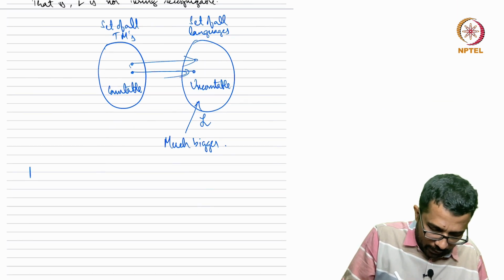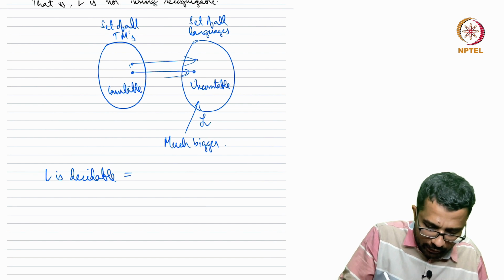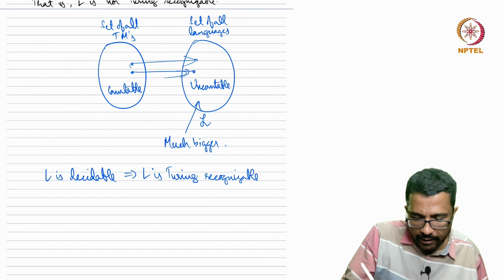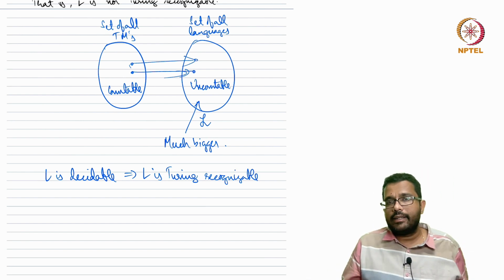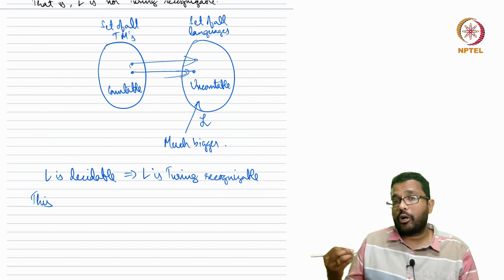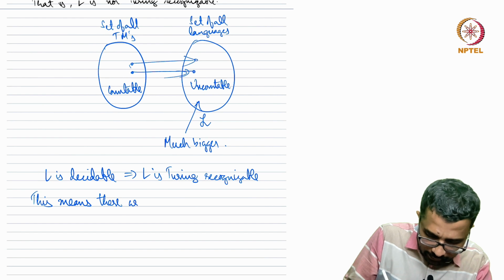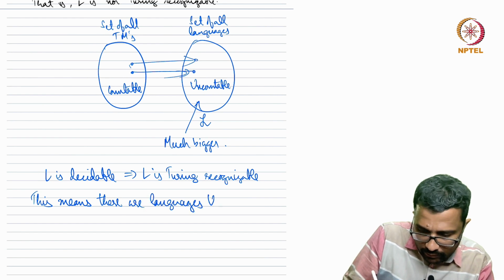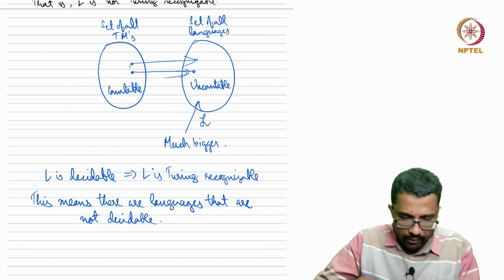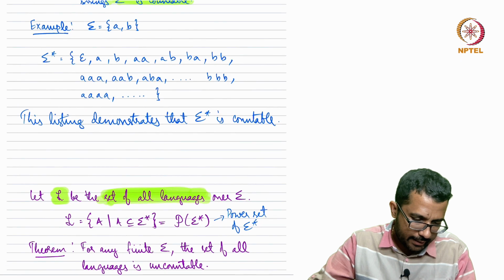So if L is decidable, then L is Turing recognizable, right? For a language to be decidable, we want it to be recognizable and halt on every input. So if it is decidable, it's certainly recognizable. Since there are languages that are not Turing recognizable, that means there are languages that are not decidable. And that completes all the things that I want to say in this lecture number 36.